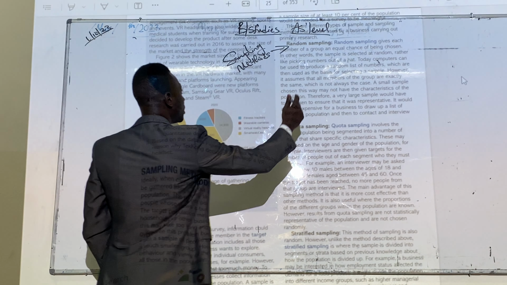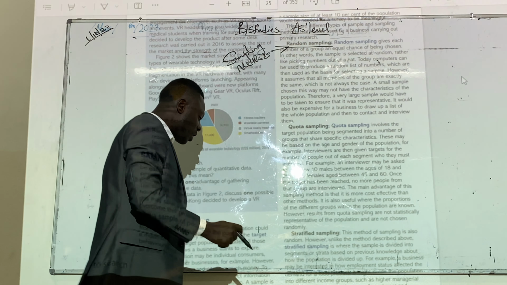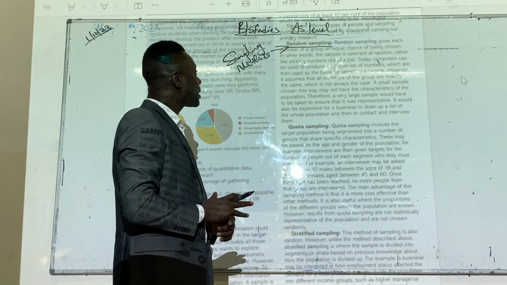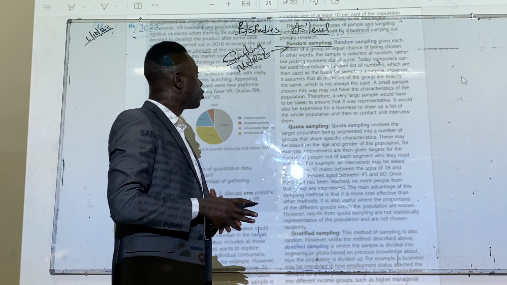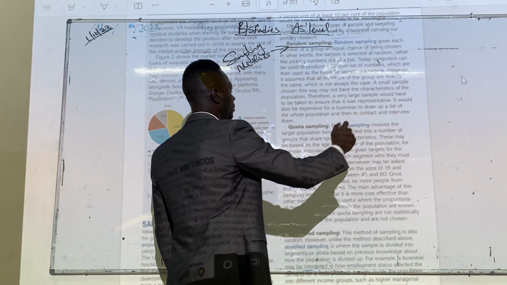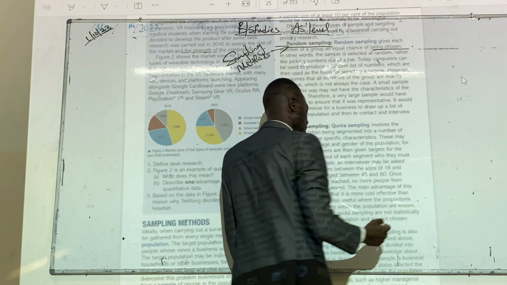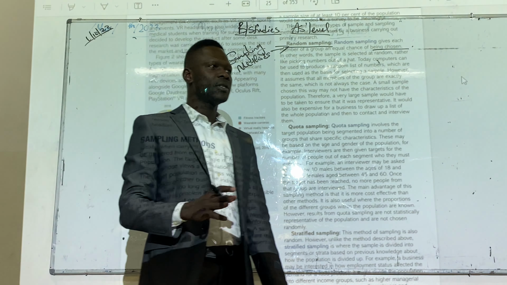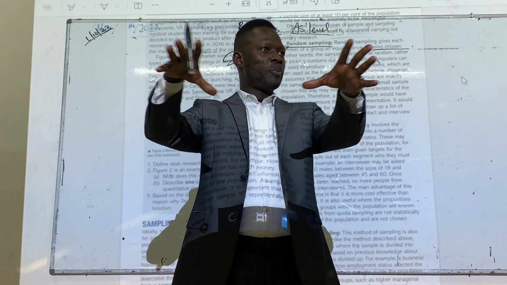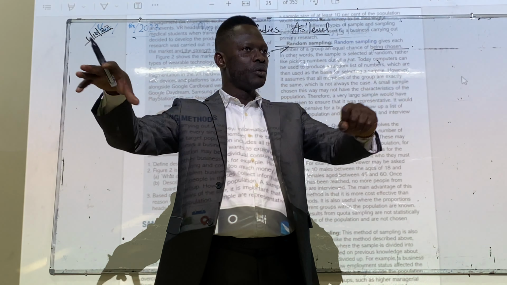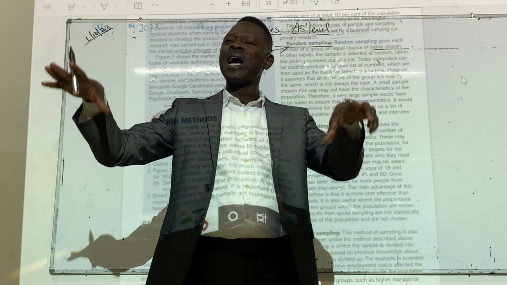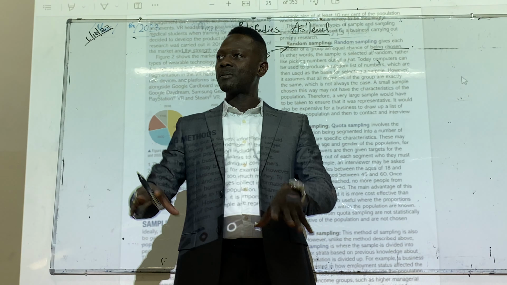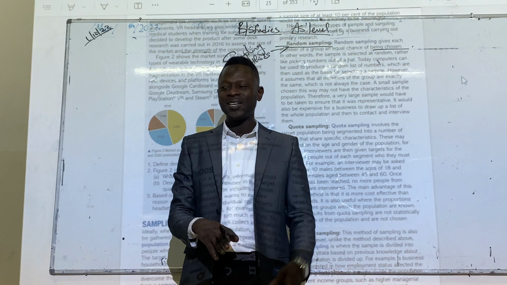We start with the first one, random sampling. Random sampling gives each member of a group an equal chance of being chosen. It is random because we already have the population, and we just have to choose any one of them. So everyone has an equal chance to be chosen. That is the point.